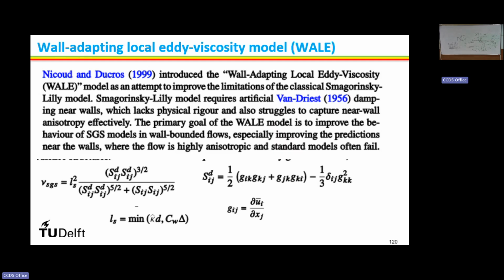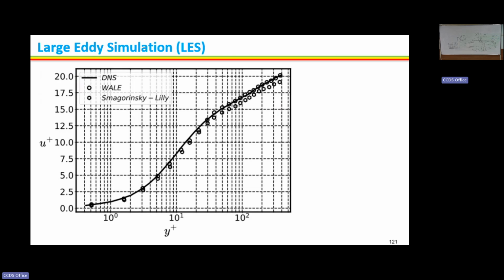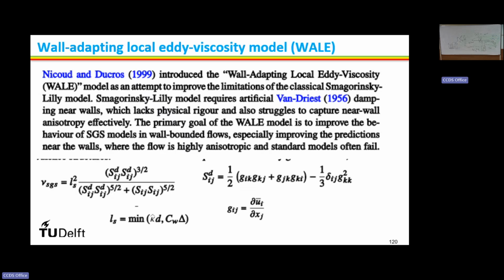Then again the mixing length LS is the minimum of the von Karman constant times the distance from the wall to the nearest cell center, and CW times delta. Delta is the grid filter length as explained earlier. Then again CW is a constant, right? This CW value, somewhere it is mentioned, is around 0.1-something. This is called the WALE model constant. So this is again a constant, right?